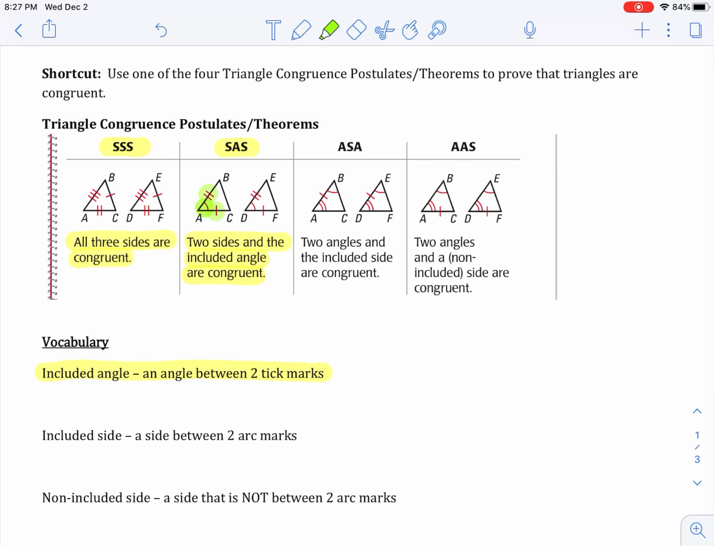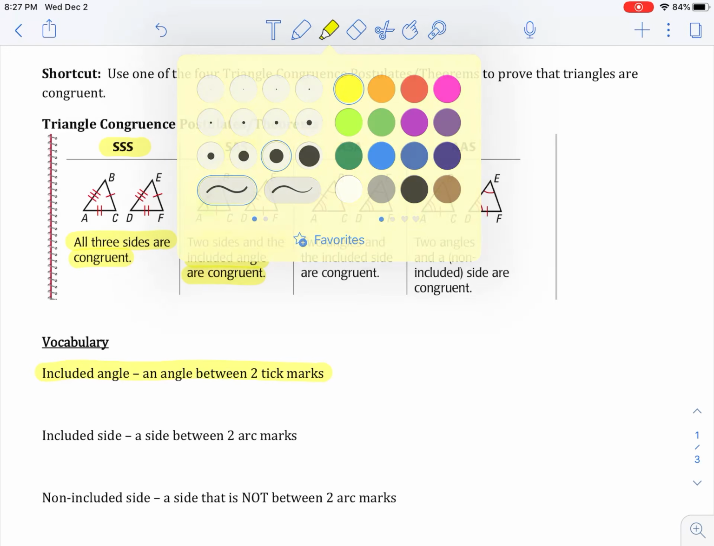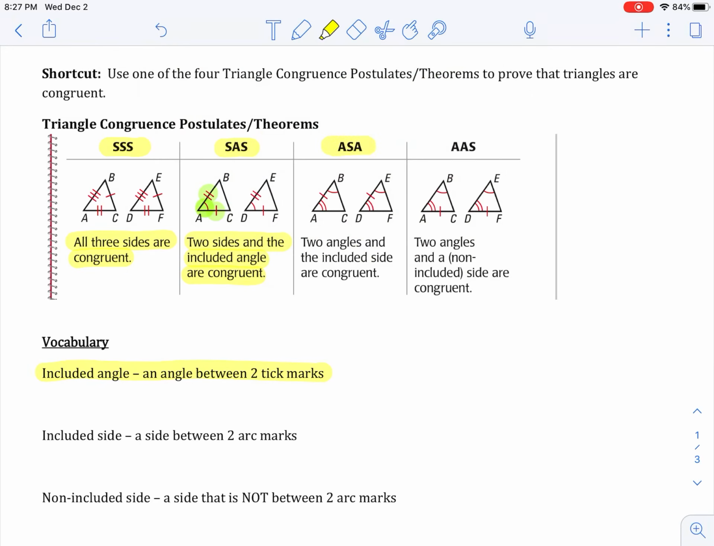All right, another theorem says that if we have an angle, a side, and an angle, and in this case that means two angles and the included side are congruent. Let's talk about that word included again. Included sides are sides that are between two arc marks. So if you look at this tick mark that's marking our side, notice how it's right between these two arc marks. That's what makes it what's called an included side.